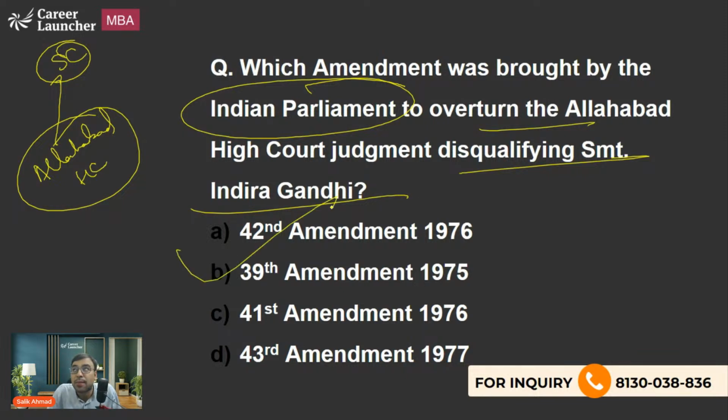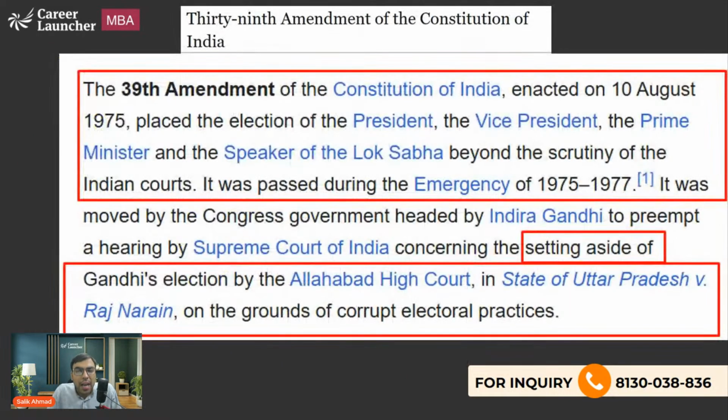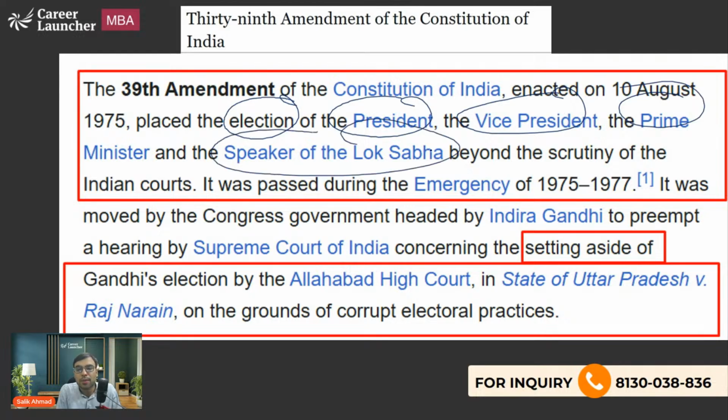The right answer is 39th Amendment. So what happens is the 39th Amendment comes and it places the election of president, vice president, prime minister, and speaker of Lok Sabha beyond the scrutiny of Indian courts. It means the election cannot even be challenged. So the election of president, prime minister, vice president, and speaker of Lok Sabha under 39th Amendment, it said that it cannot be challenged in the court.